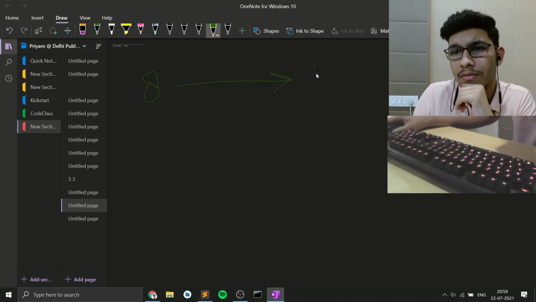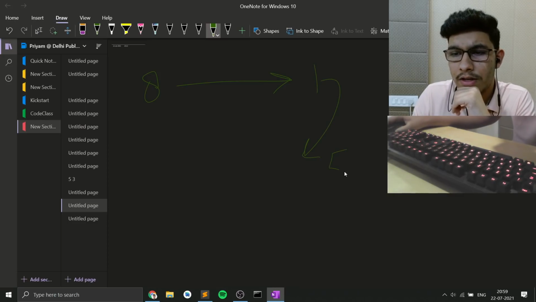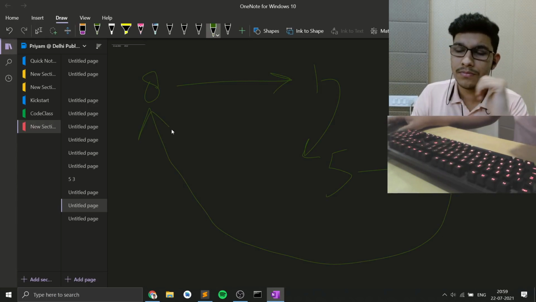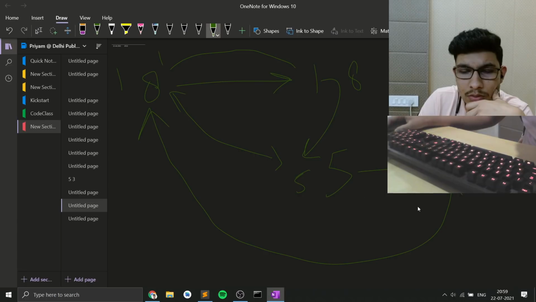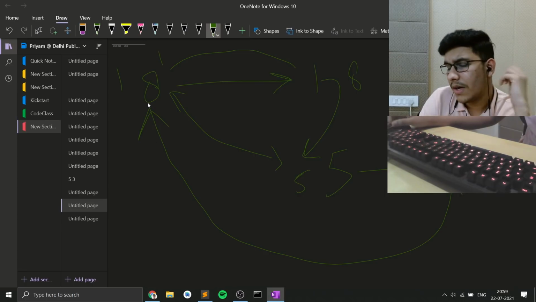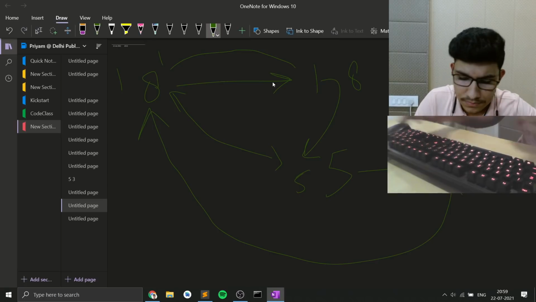Okay, if I know that 8 has to go on the position of, let's say, 1, and 1 has to go on the position of 5, and 5 has to go on the position of 6, and 6 has to go on the position of 8. Okay, so clearly if I just swap 1 and 8, and then I swap 1 and 5, and then I swap 6 and 5, so that should put everything in the right place.